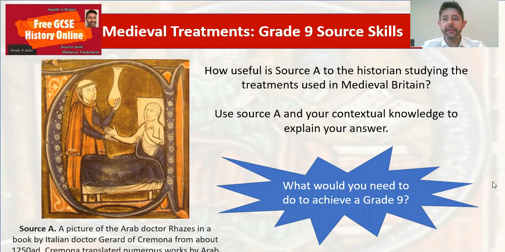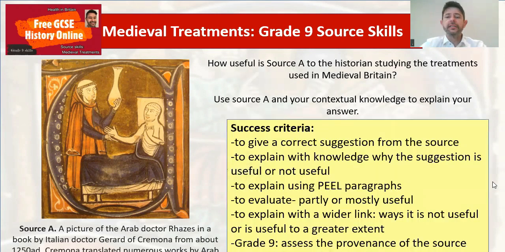So you need to be thinking about giving a correct suggestion from the source, firstly. So you've got to look at that source and suggest something. Okay, there he is looking at something. Is there an illness, particular treatment he is thinking about? What suggestion can you make here? You need to explain with knowledge why the suggestion is useful or not useful. So you made a suggestion, then support it with your knowledge, and you do that in PEEL paragraphs. Okay, point, evidence, explain. So that explain bit, put the knowledge in there and explain.